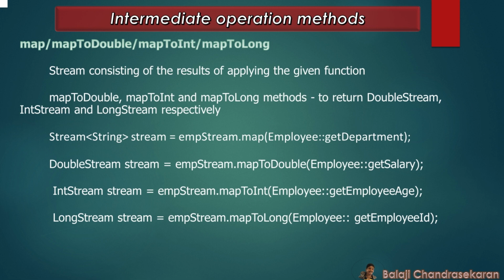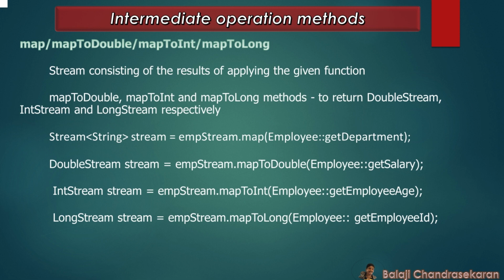The first line of the code uses the map operation and maps each employee object to its department using the getDepartment method and creates a stream of department names. The second line of the code snippet uses the mapToDouble operation and maps each employee object to its salary using the getSalary method and creates a specialized stream of double values.